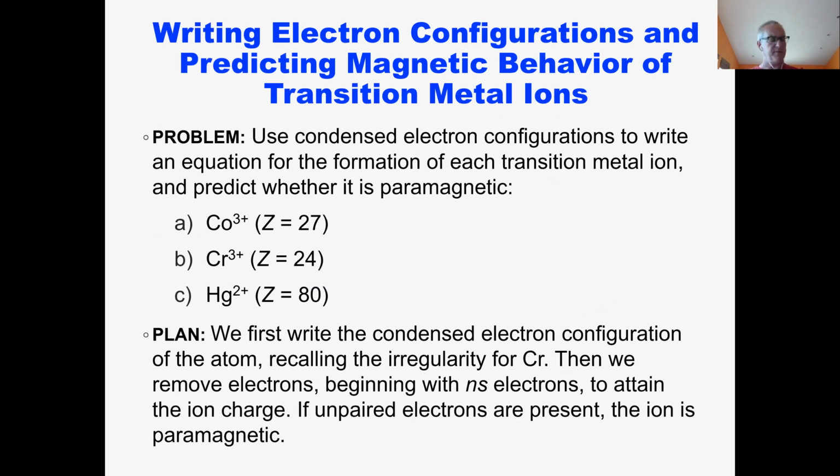I've got three of them here, but I want to get to the next thing. So let's do one, and then we'll see whether or not it's magnetic. So let's look at cobalt-3. Cobalt has 27 electrons. So how many electrons would a cobalt-3 ion have?